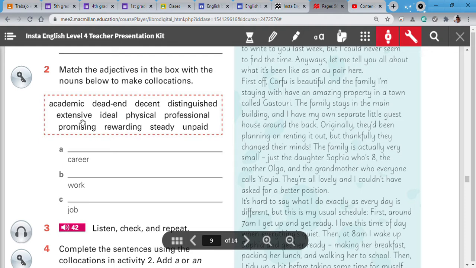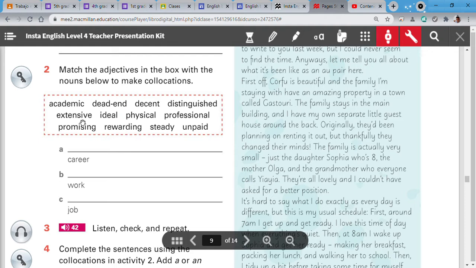Dead end. Dead end is like where there's no escape. For example, if you're driving on the road and the road ends, that is a dead end. No hay camino. That's the idea. Decent. Okay, decent. What's that? Ideas? What about distinguished or extensive?